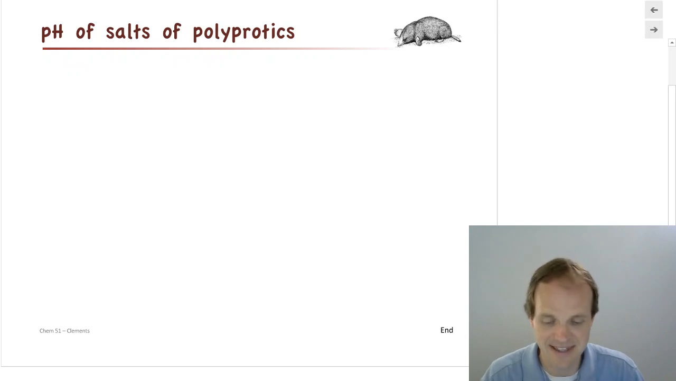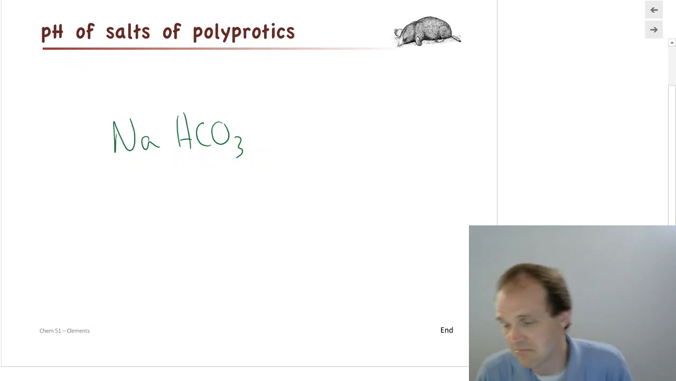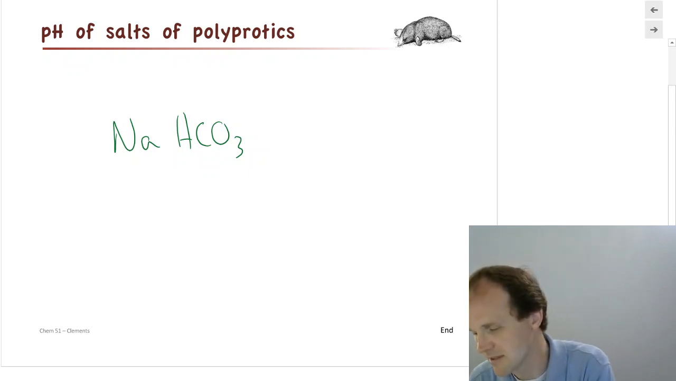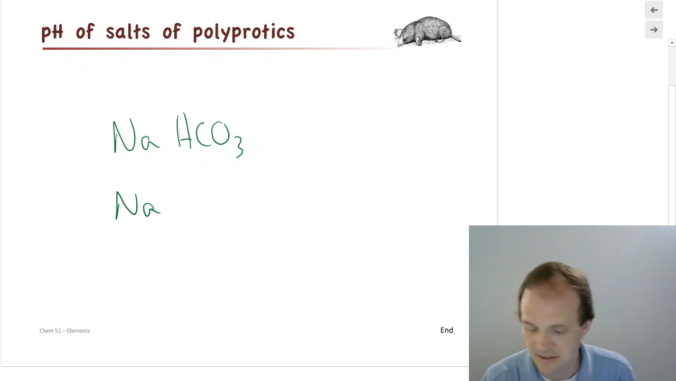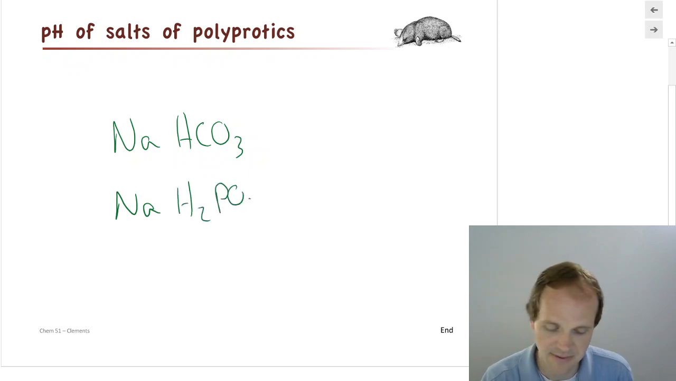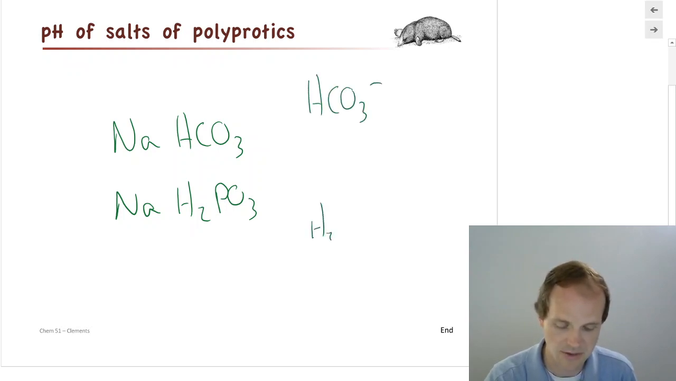Okay, last thing, pH of salts of polyprotics. What about if we have NaHCO3? Like, okay, let's figure it out. Or if we had NaH2PO3. Right? Look at each one of these. HCO3 has a minus charge. H2PO3 has a minus charge.